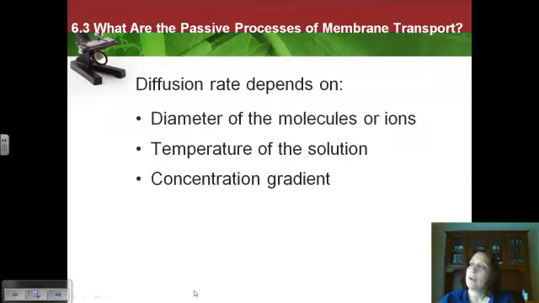Okay, the rate, or how fast diffusion occurs, depends on a couple of things. One is the diameter of the molecules, or the ions. So the larger the diameter, the slower the diffusion. The temperature also affects diffusion rate. We know temperature affects the kinetic energy of molecules, so if they're moving faster, diffusion is going to speed up. If we lower the temperature, diffusion rate is going to decrease. And then finally, concentration gradient. If there's a higher concentration gradient, diffusion is going to occur at a faster rate. As you get closer towards equilibrium, the rate would then decrease.